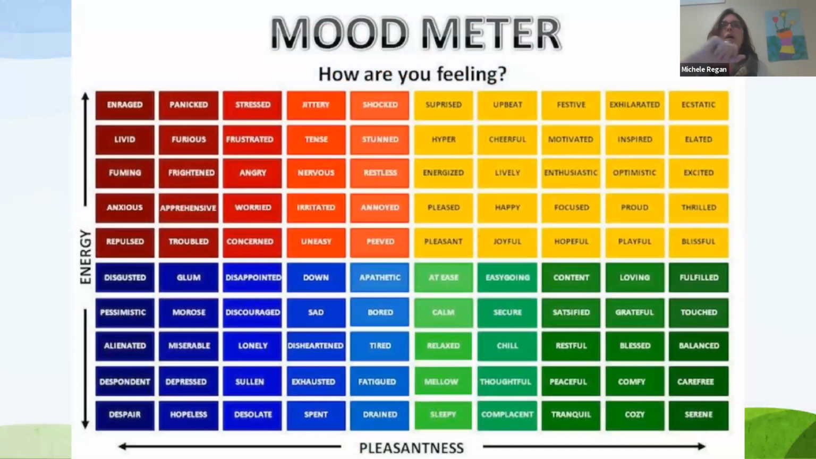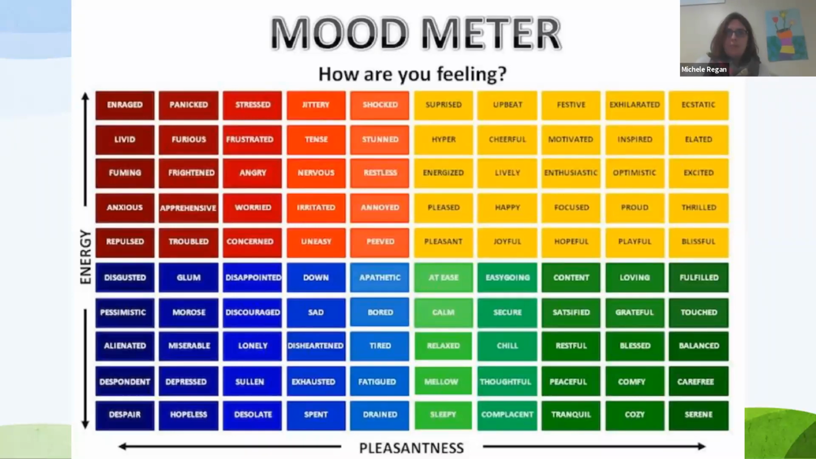Okay, so I want to pop this up here. This is from the RULER method. Many of you may be familiar with the Yale University work around social emotional learning, and I love this mood meter. I'm very visual, so hopefully this will be helpful for you. But the one thing I was thinking about was, when someone says, how are you feeling? You usually say, I'm fine, I'm okay. How are you really feeling? And then the next step for me is to look at this meter, and to see how I can move myself a little bit higher up on the pleasantness scale, or how I can increase my energy level.